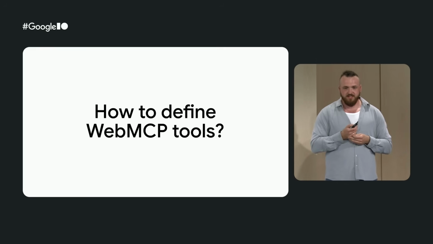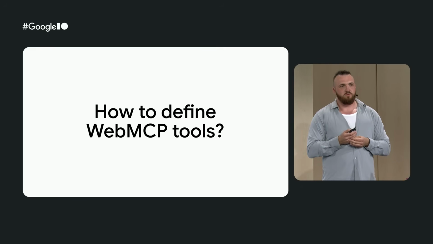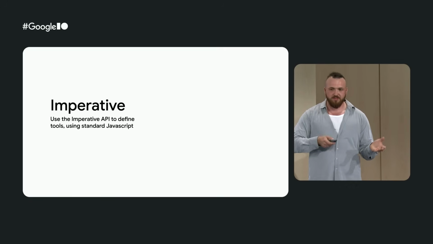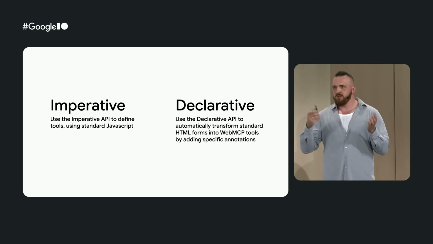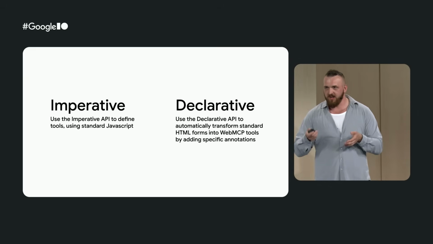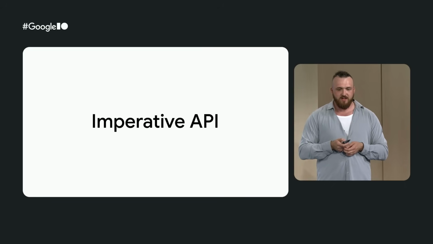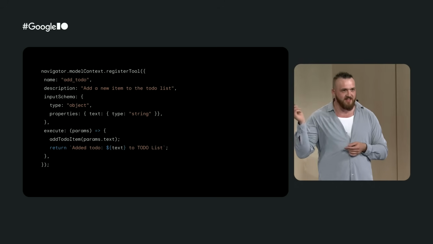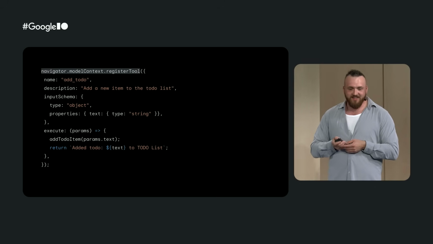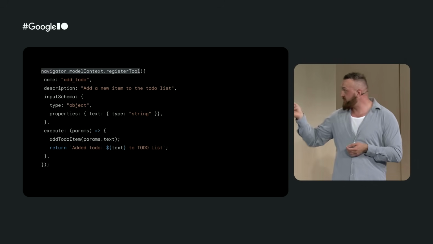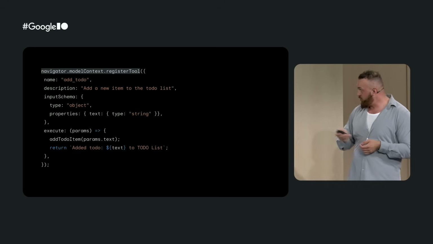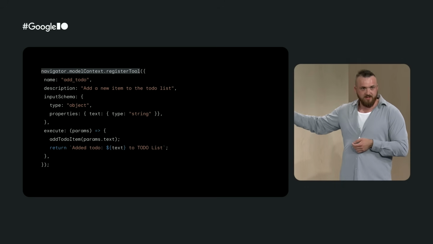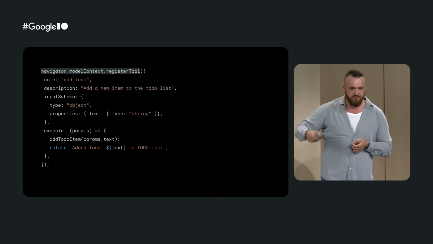OK, let's do a quick technical deep dive. How to define WebMCP tools. You have two ways of doing this. You can do it in an imperative way, using standard JavaScript, or in the declarative way by adding specific attributes to HTML forms. Let's take a look at the code example of imperative API. Yeah, that's it. So in order to register a tool, you use navigator.modelContext.registerTool. The tool should have name, description, input schema, and execute block. The execute block is what will happen if your tool is called.